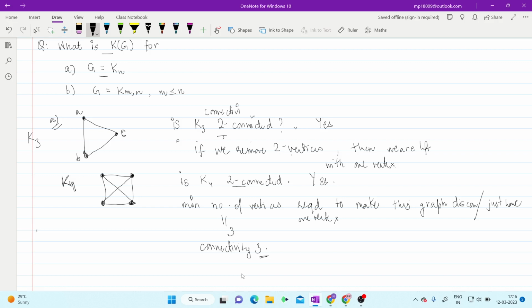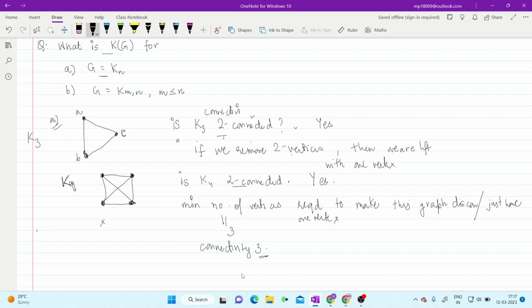If you are removing one vertex, all other vertices are attached to each other because it is a complete graph, so the graph can't become disconnected. And if you are removing two vertices, the other two vertices will still have a common edge because it is a complete graph. Therefore at least three vertices are required.